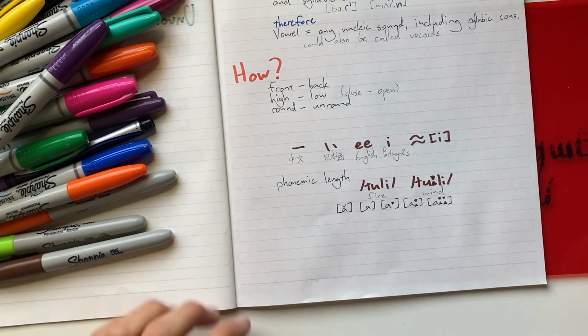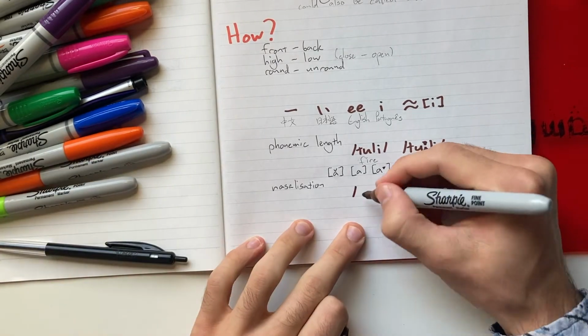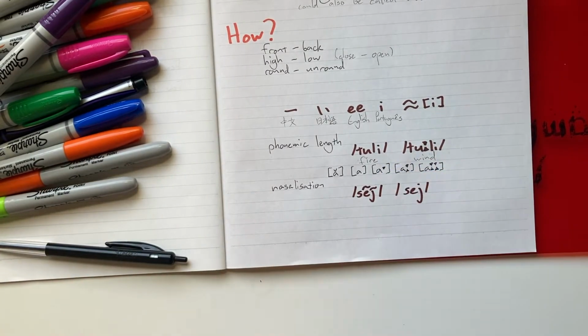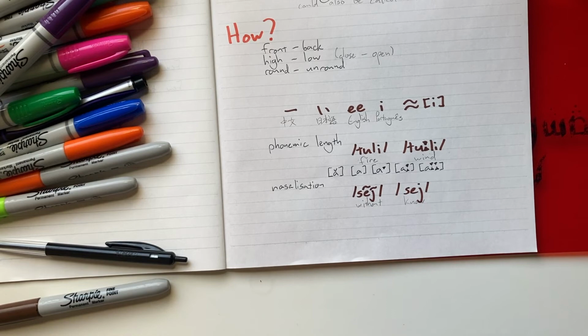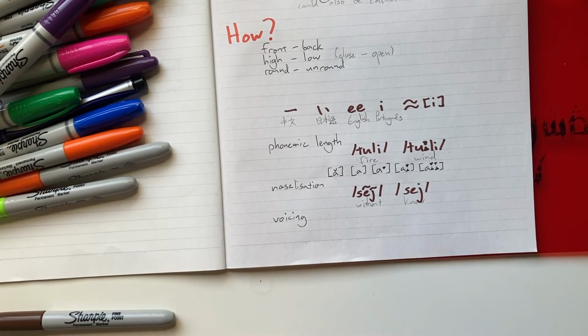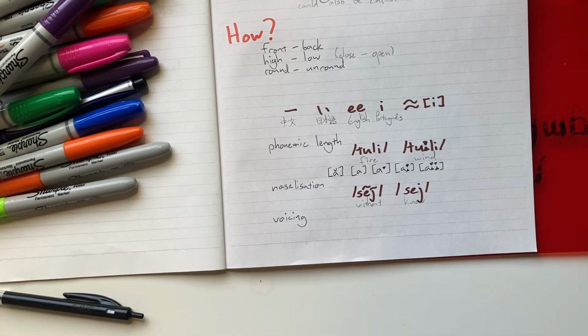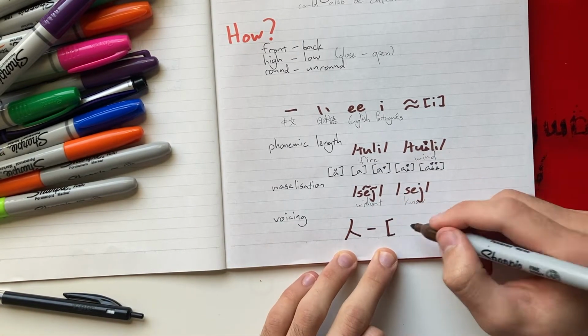Another distinction that exists is nasalization. In Portuguese, sei, meaning I know, and sem, without, differ only by nasalization. Finally, there's voicing. No natural language that I'm aware of has phonemic vowel voicing, but Japanese devoices vowels between voiceless consonants sometimes, like the I in hito.